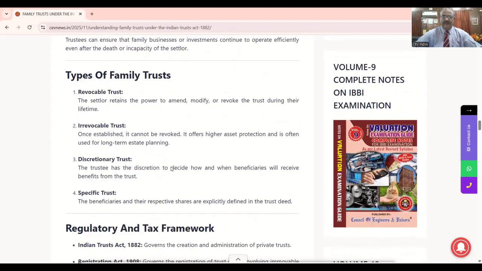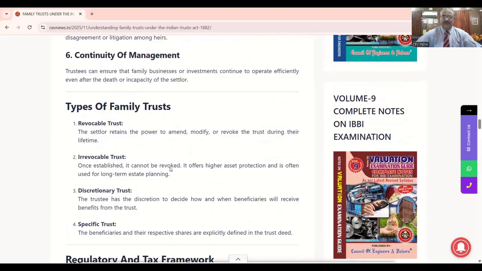Now we will discuss the types of family trust. What are the types of family trust? There are 4 types. One is revocable, second is irrevocable, third is discretionary trust, and fourth is specific trust. There are 4 types of family trust you can create. Let's discuss one by one.